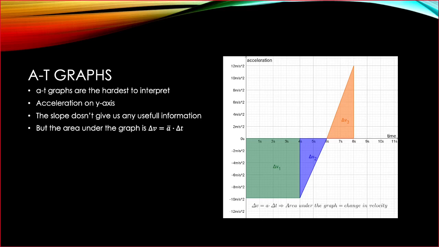But the area on the graph is delta V, because we have the acceleration multiplied by the time. And that is the definition of delta V. So this is a change in velocity.